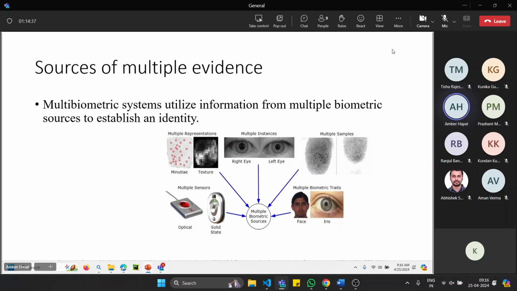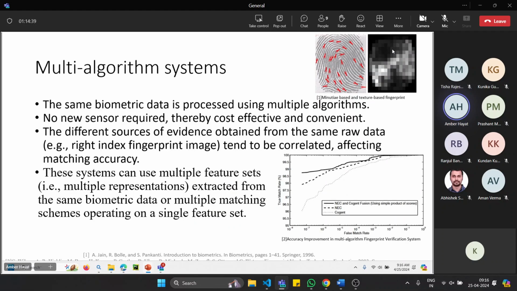The first one is the multi-algorithm system. In the multi-algorithm system, the same data is processed using multiple algorithms. In this example, the same fingerprint has been taken. In the first image, the features are the minutia points which are extracted, and the algorithm works on the minutia point features to do the matching. Another one is texture based. It finds the skin texture, and the algorithm works on this texture feature to do the matching. In this particular case, no new sensor is required because the same trait, fingerprint, is being used.